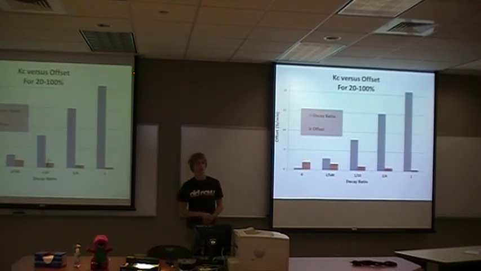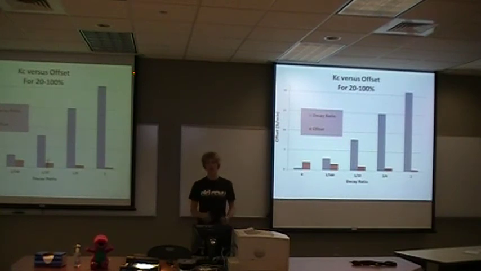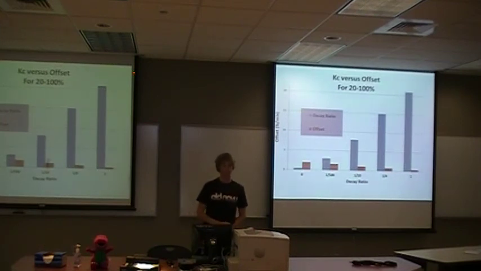Also, the offset trended with decay ratio as well. The offset got smaller as the decay ratio got higher. So just to show you that there is compromise involved in choosing this, it's not a simple larger KC value or larger decay ratio value. You win some and lose some.